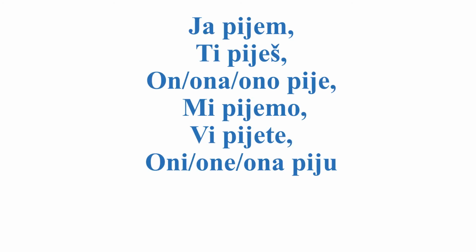Now let's repeat this verb. I drink. Ja pijem, ti piješ, on, ona, ono pije. Mi pijemo, vi pijete, oni, one, ona piju. Now let's say I drink coffee. Ja pijem kafu. So I drink coffee would be ja pijem kafu.